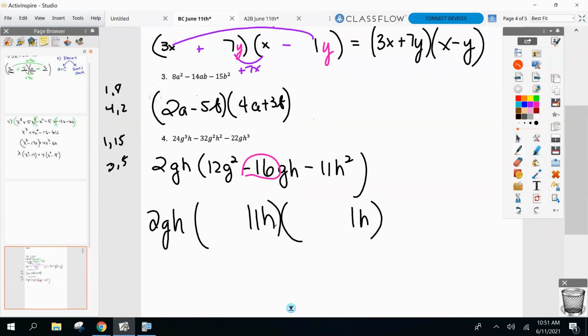We doing all right? Yes, no, maybe? All right, just so you guys can get moving. I got 6G with the 11H minus 11H, and I got 2G with the 1H plus. That should give you a negative 16 in the middle when you do your outers and inners, because you get negative 22 in the middle and positive 6 on the outside gives you negative 16. That was a solid one.